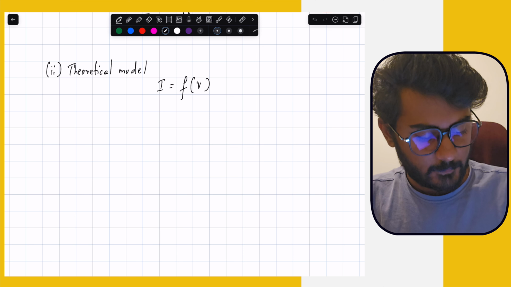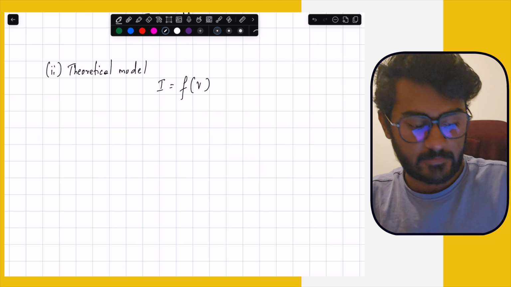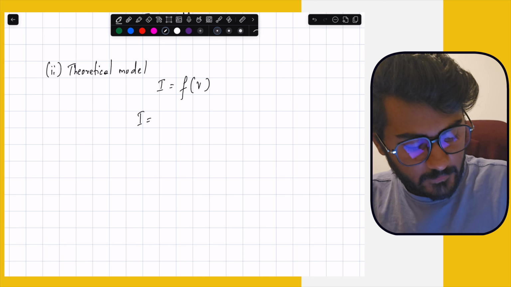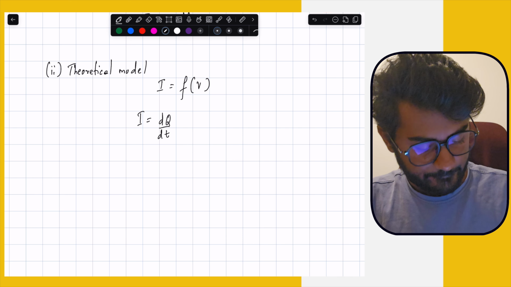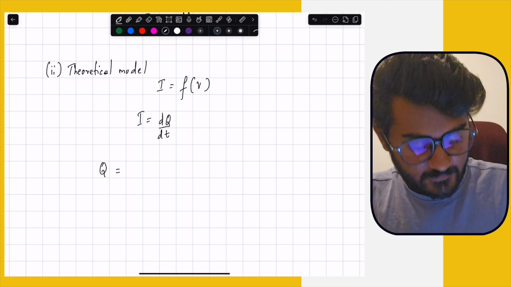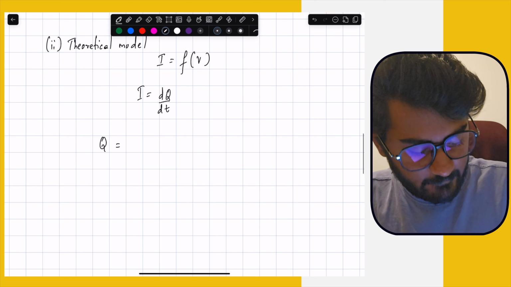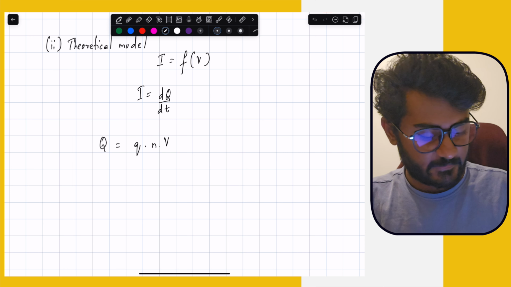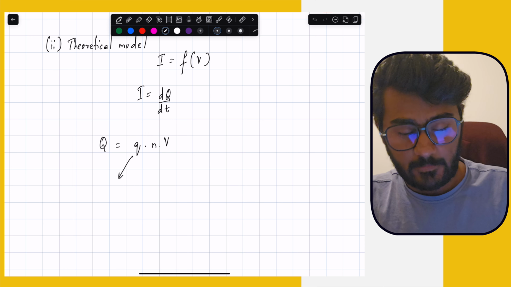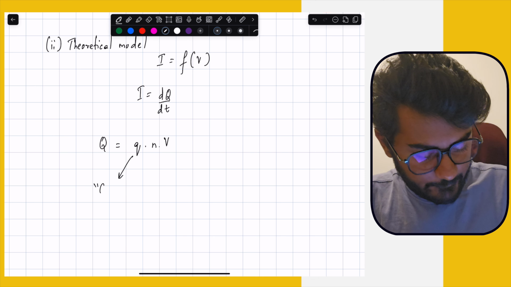So let's get started with a simple equation of current that we know. Current is nothing but the rate of change of charge, that is dq by dt. This charge q, the total charge, is given by q = Q n V. I'll explain what each of these terms is. Q is the charge of each carrier.